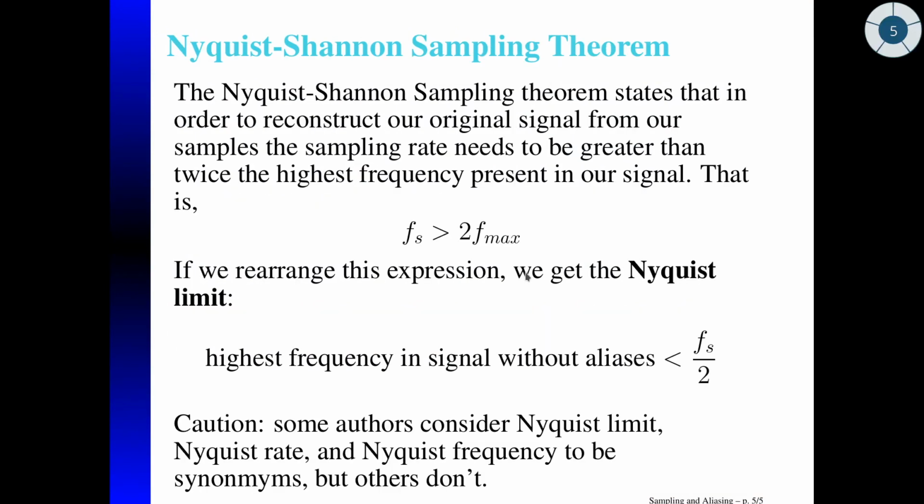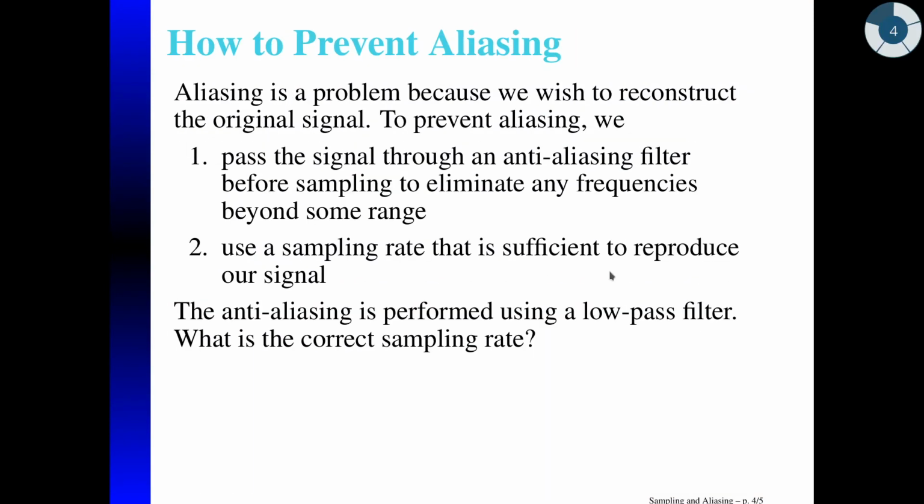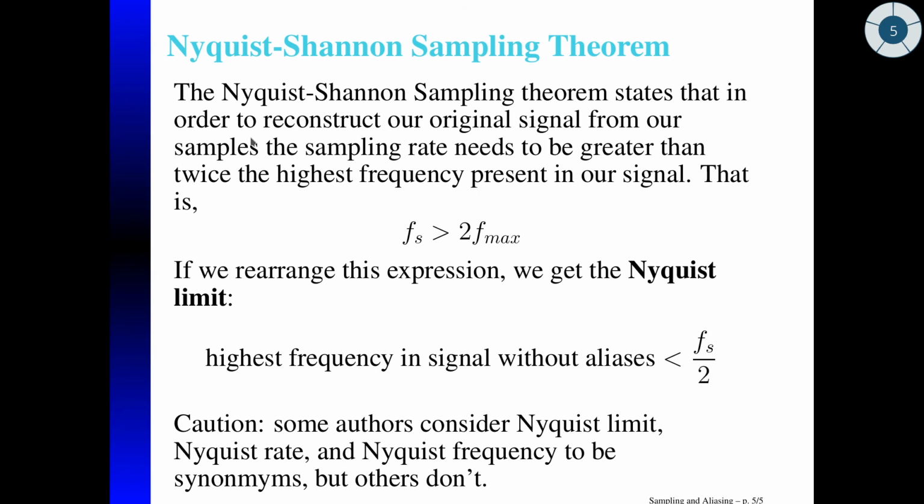So what about the other question? That is, what's the sampling rate we should use? Well, for this we use what's sometimes called the Shannon sampling theorem or the Nyquist-Shannon sampling theorem. But basically what it does is state that in order to reconstruct our original signal from our samples, the sampling rate needs to be greater than twice the highest frequency present in our signal.